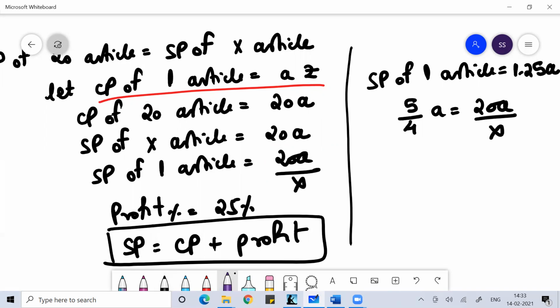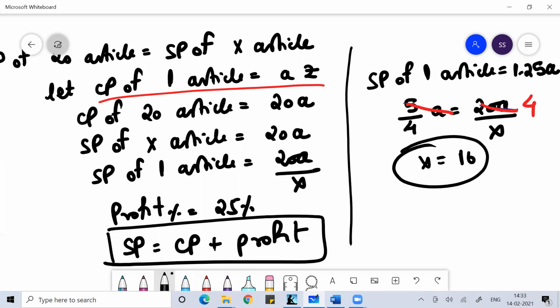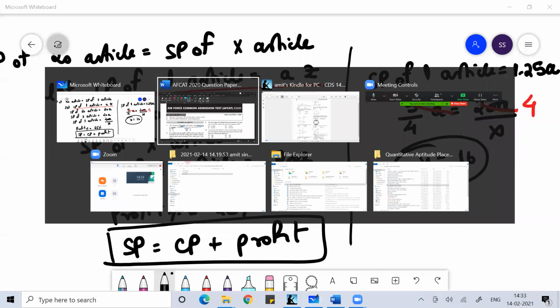Okay, so what I can do, this will be equal to 4. So the value of X will be equal to 16. Very simple. So I hope everyone understands this. Fine. Now we'll do the next question.